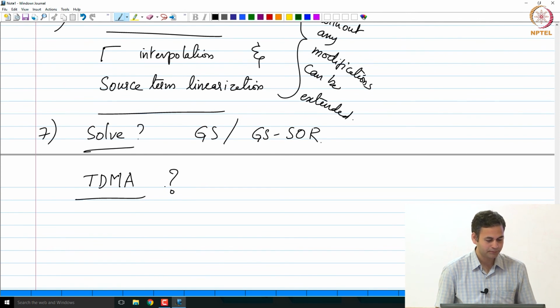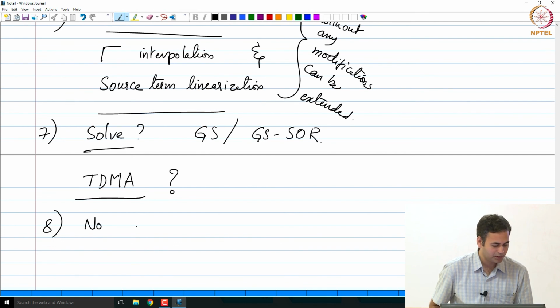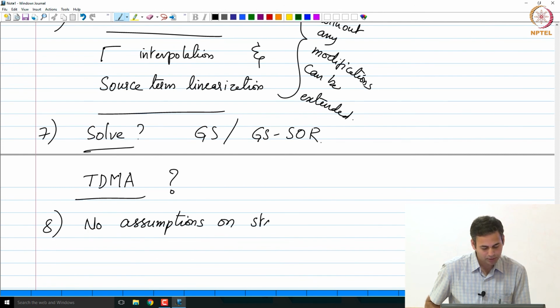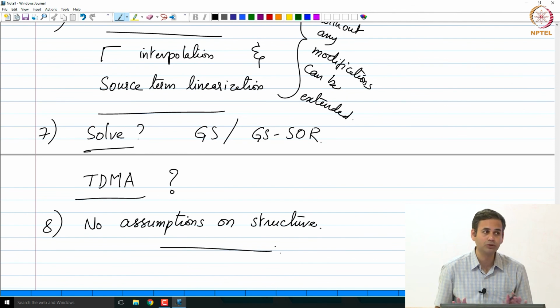So that is about it. There is no assumption on structure. You can have an unstructured mesh, but it only has to be orthogonal. That is all we have discussed till now.